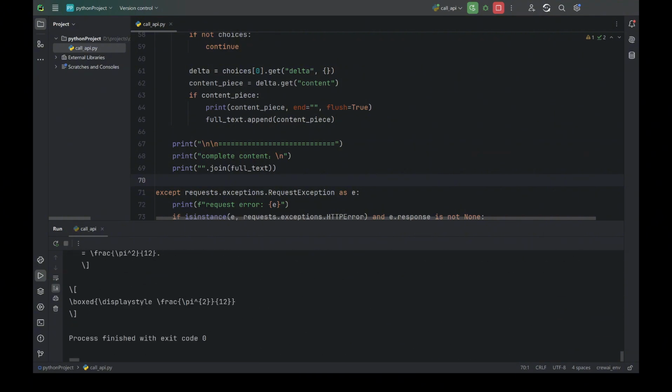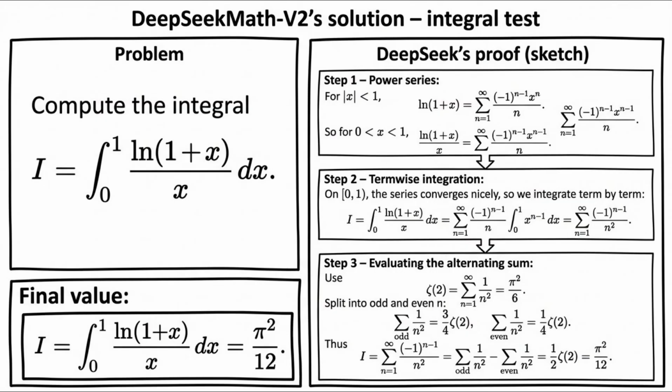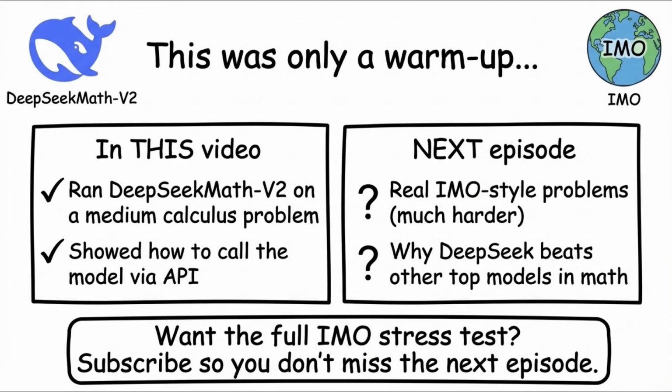And finally, we get the result. I simplified the output into this slide here. You can see, despite the long wait, the answer is completely correct. This was just a warm-up. In the next episode, we are going to throw real IMO competition problems at it and analyze why Math-V2 can beat so many other top models.